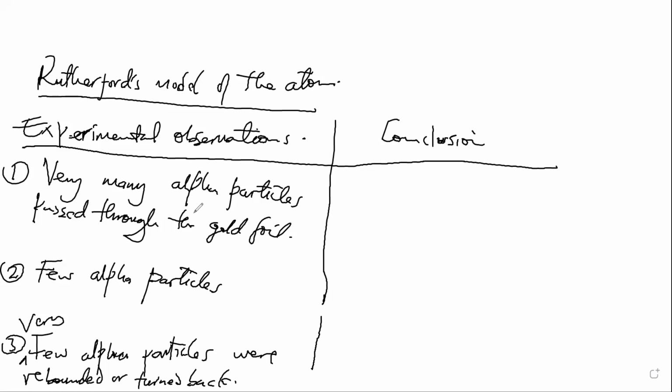Let's come back and meet from here. Let's have a break of 1 minute. Few alpha particles were reflected back. Sorry. Few alpha particles were reflected at different angles. That's what I wanted. Alpha particles were reflected at different angles. Let's come back after the break.